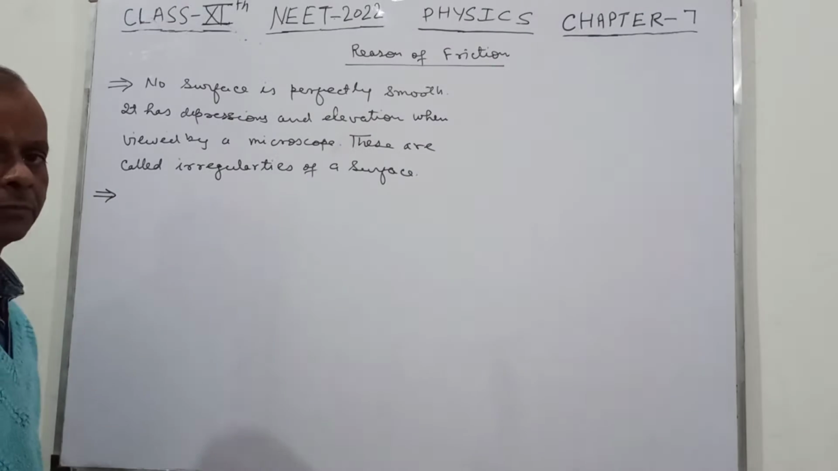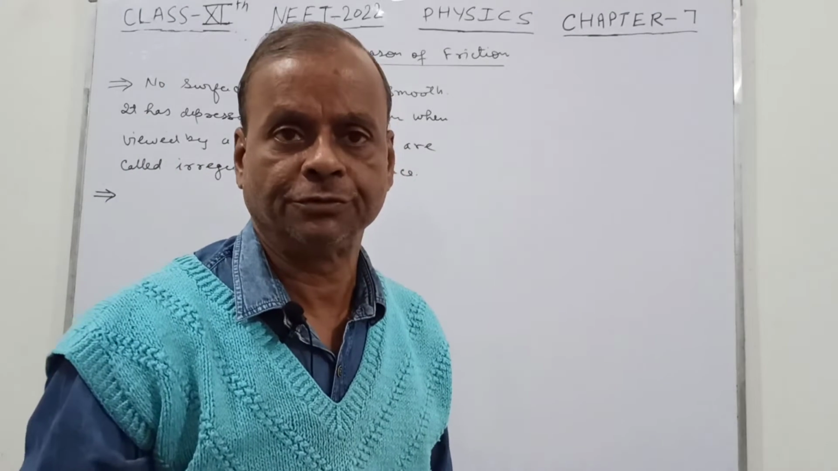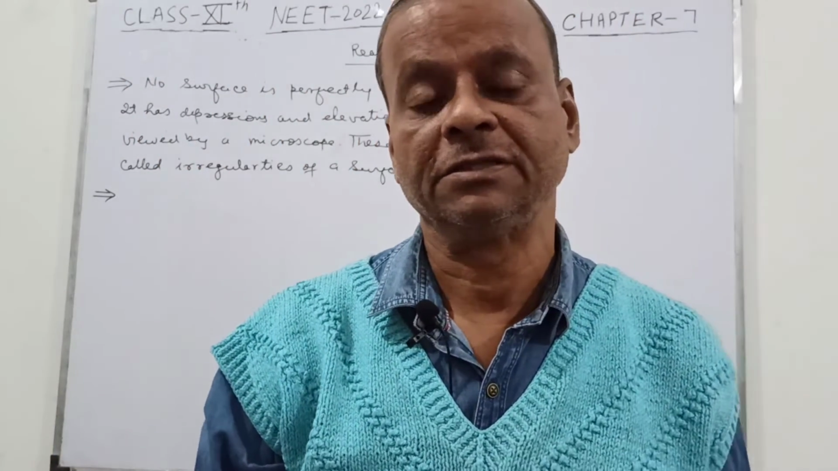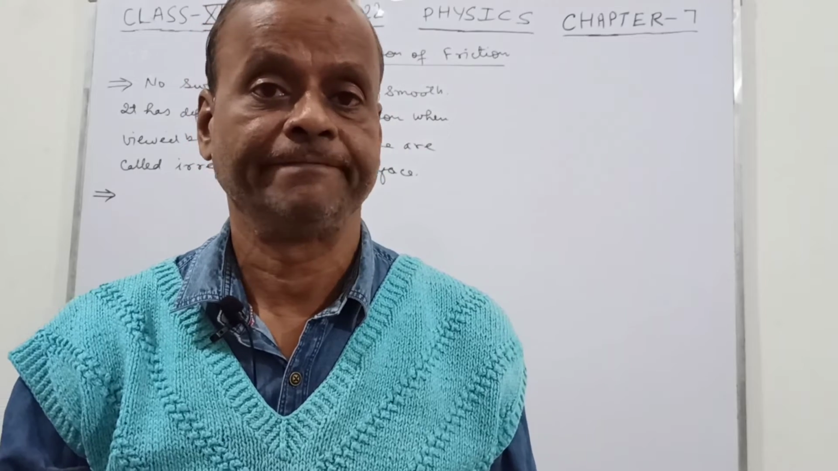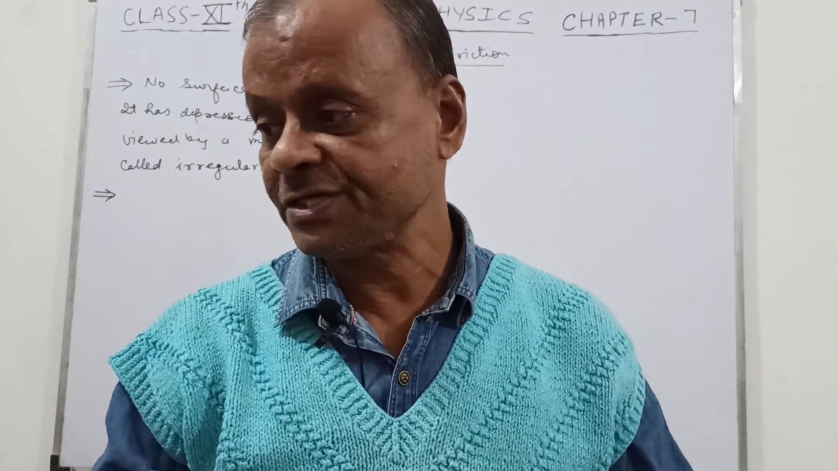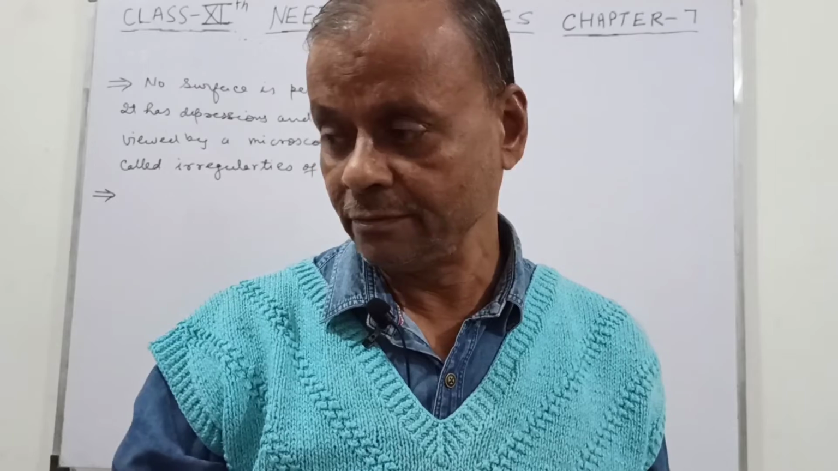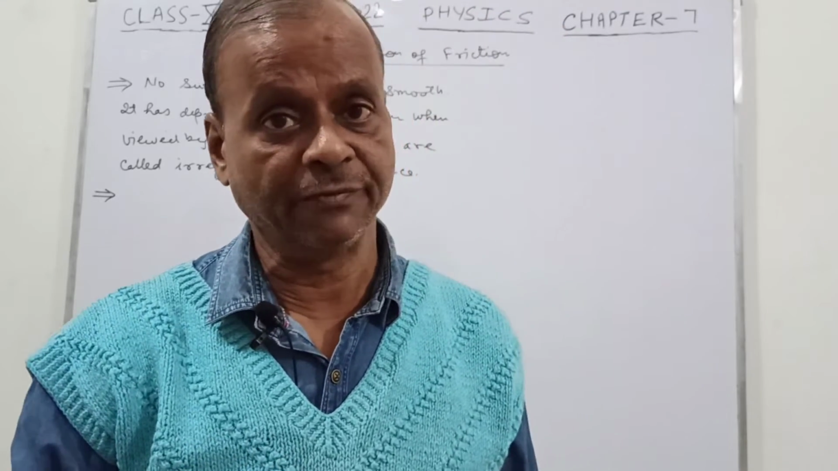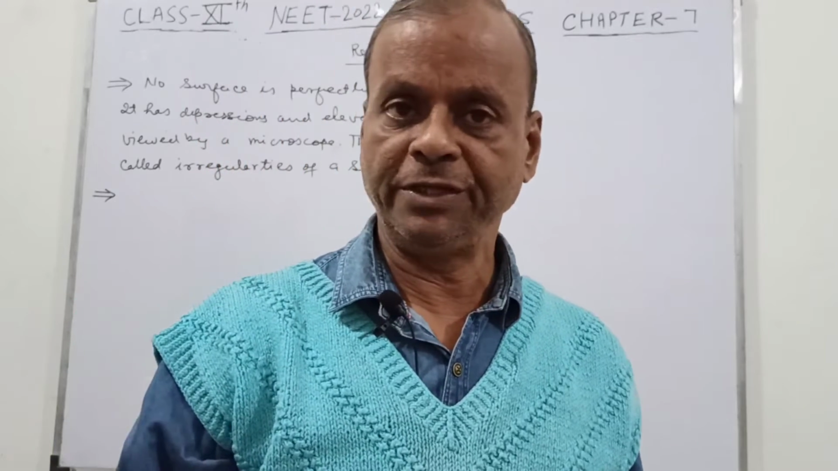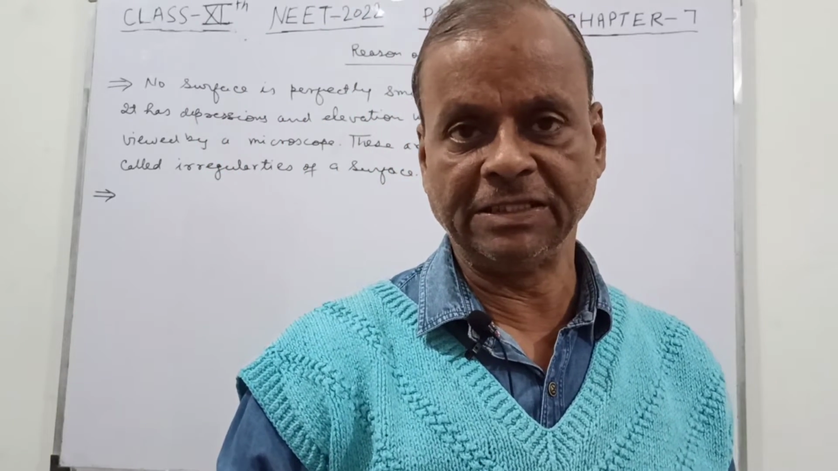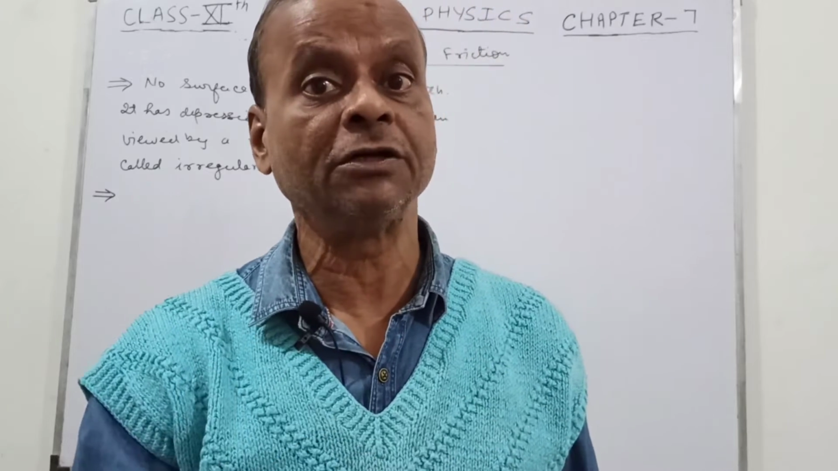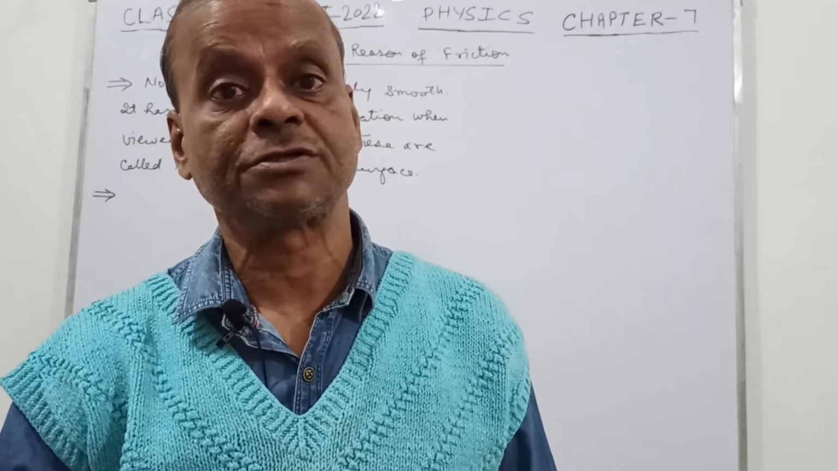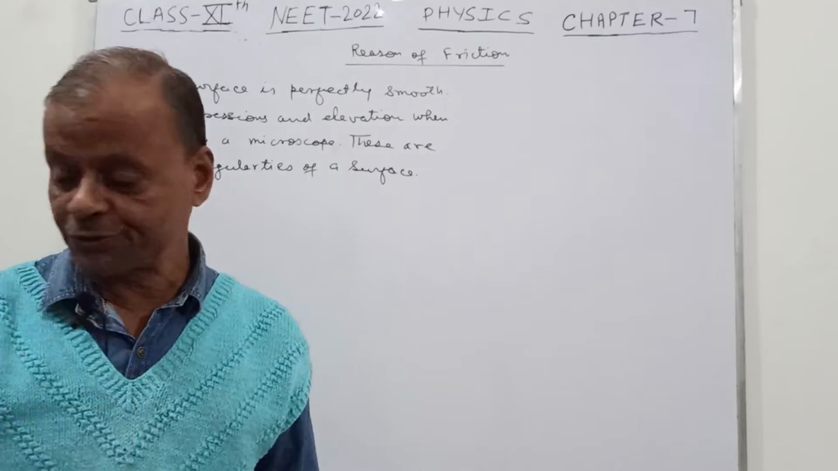So what we have? No surface is perfectly smooth. The surfaces have the elevations and depressions that are called the irregularities. Generally when we see them, we cannot see them with the naked eye. But when the surface is seen by means of a microscope, we can find that there are irregularities in the surface. These irregularities are most responsible.